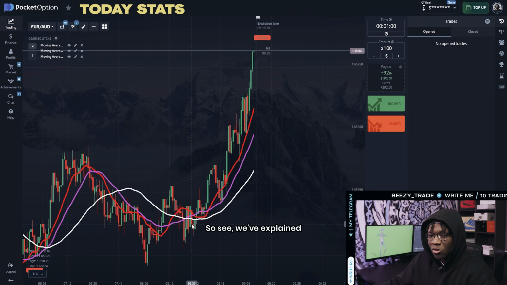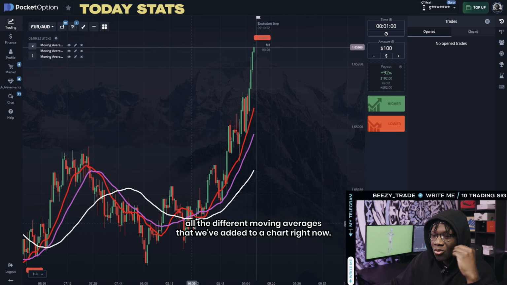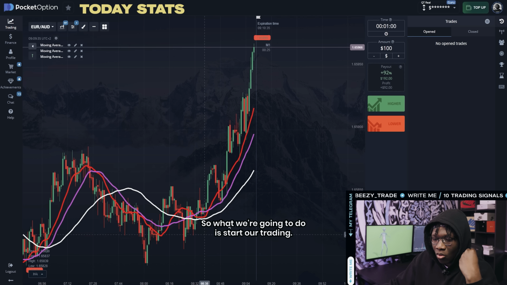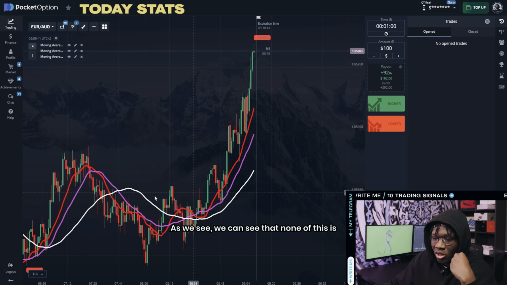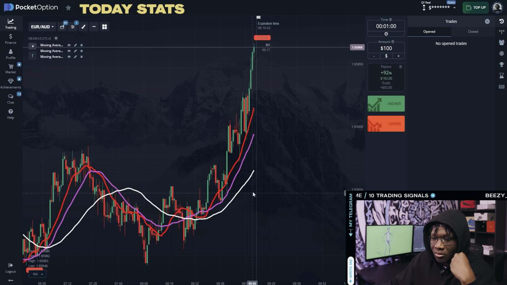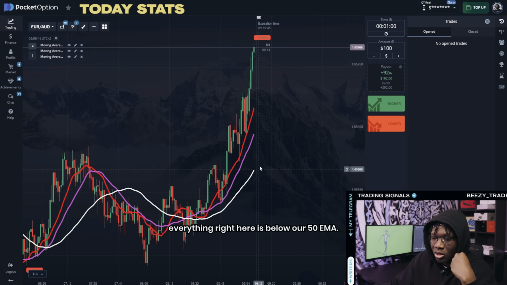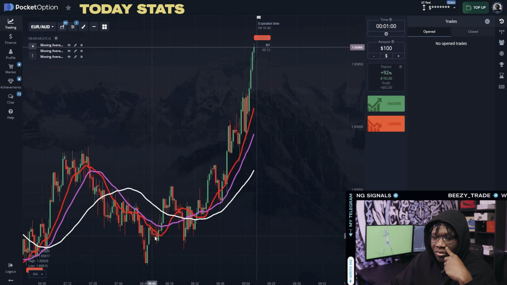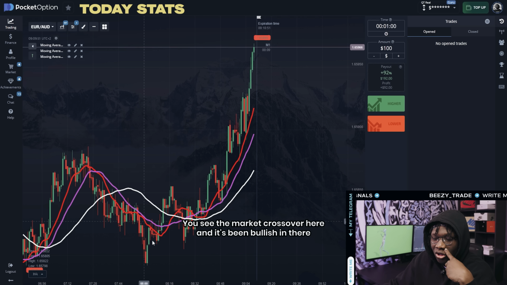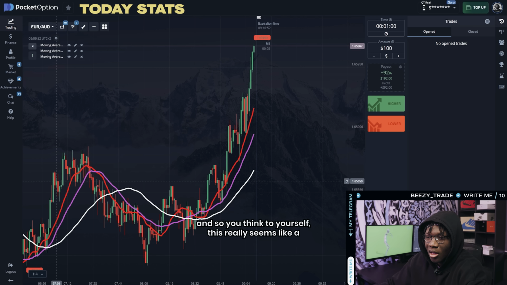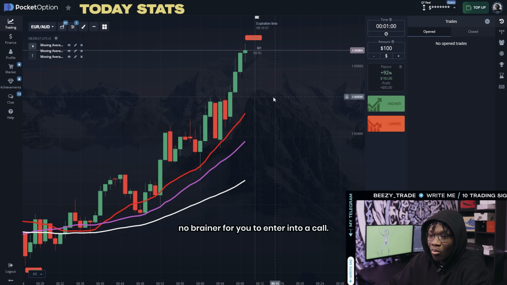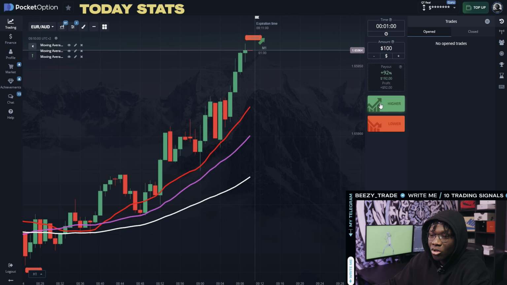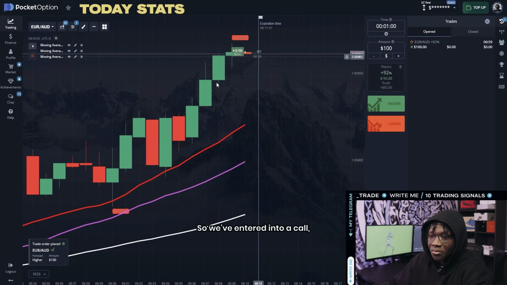So we've explained all the different moving averages that we've added to the chart right now. What we're going to do is start our trading. We're looking for a good entry point in the market. Everything right here is below our 50 EMA. You can see that the market crossed right here and it's been bullish since then. So you're thinking to yourself, this really seems like a no-brainer to enter into a call. So we've entered into a call.